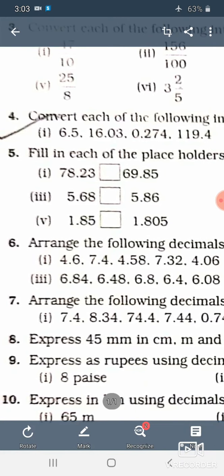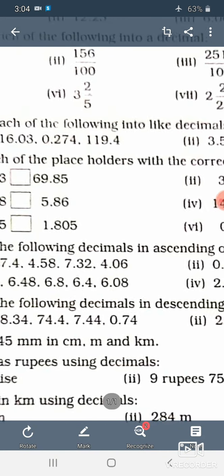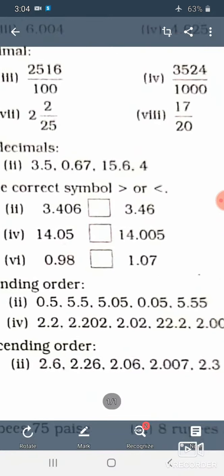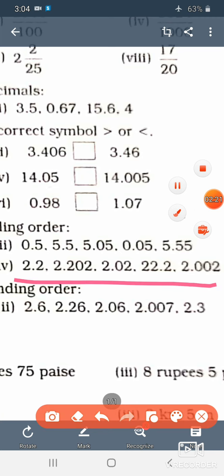So let's come to the next question, that is question number 6. Arrange the following decimal numbers in ascending order. We'll solve the last question of it, that is this one. Now again see, all are having 2 in their integral part. So we need to compare the decimal part of it. Let's see the decimal part, it is having 2 in its decimal part. It is having 2. This is having 0. No, all are not having 2 in their decimal part. This number is having 22 in its integral part.